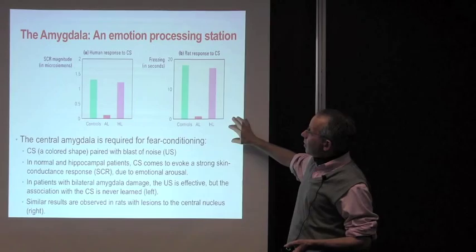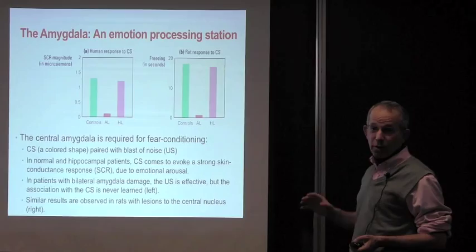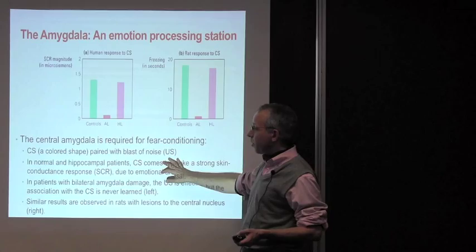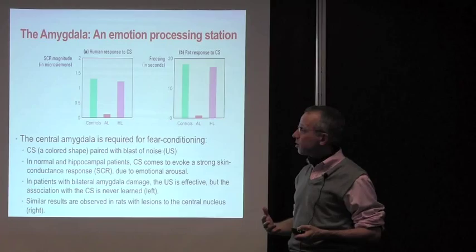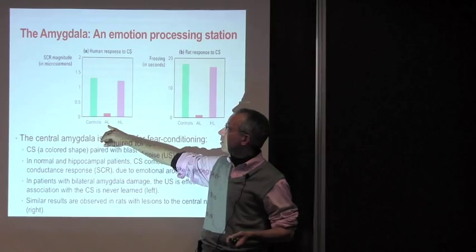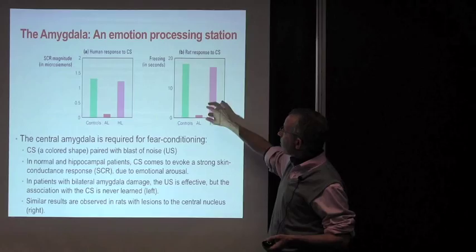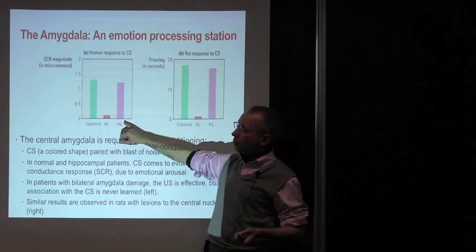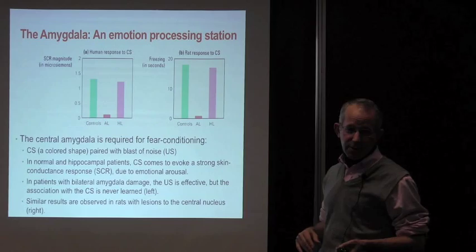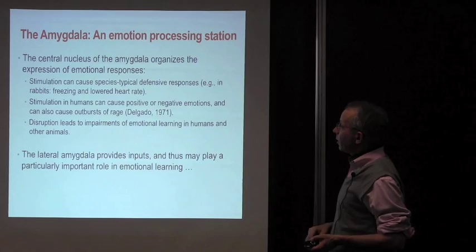This is some studies of the central amygdala. It's critical for fear conditioning, this basic fear response. So here you have a CS, a colored shape, paired with a blast of noise. And we're looking at the skin conductance response. Here we're looking at people with amygdala lesions or hippocampal lesions, and again the same in rats. What you see is that this learning of freezing in rats or skin conductance in humans is impaired with amygdala damage. The central nucleus organizes the expression, it's the output pathway.